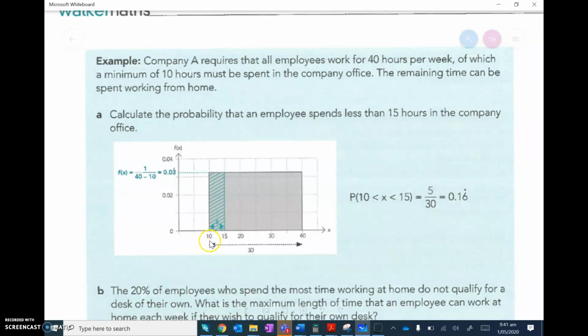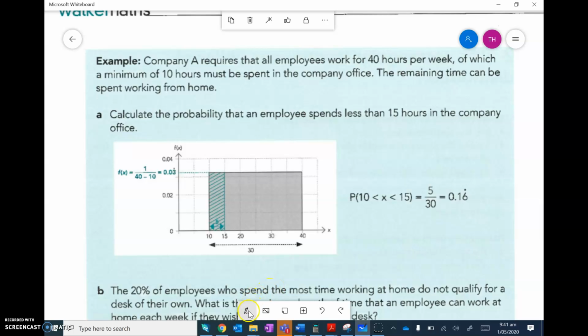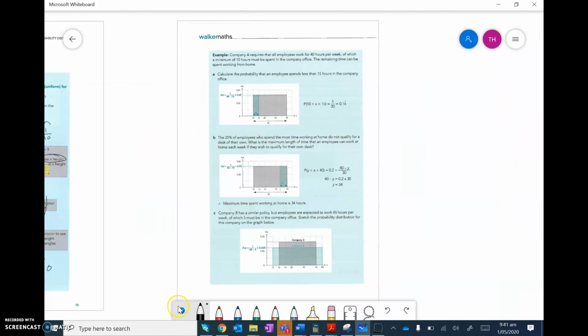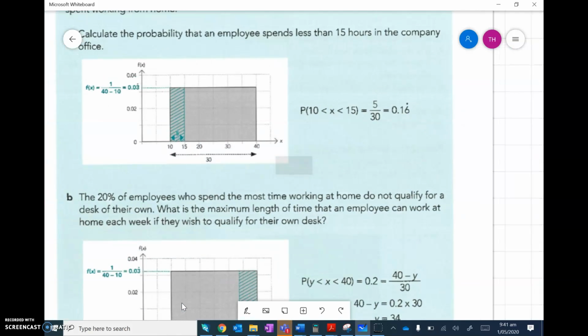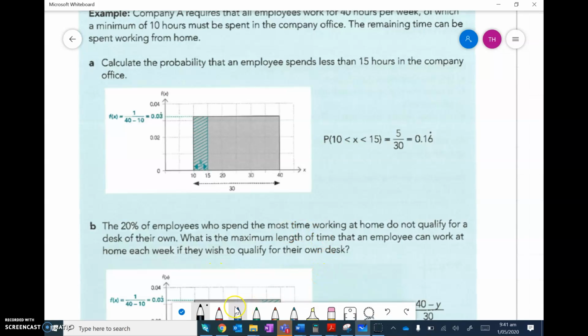So we're starting here at 10, and we're going to 15. That is a distance of 5.